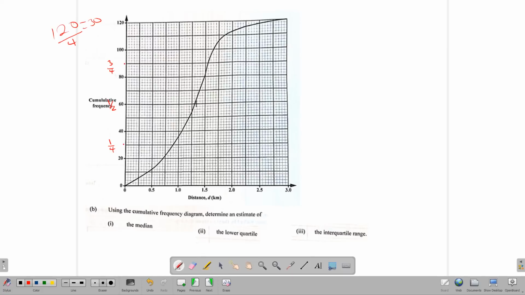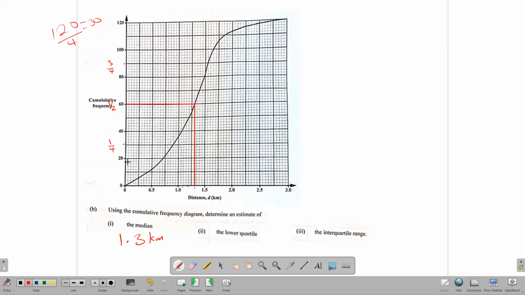The halfway point is a median. So let's find our median by going to 60 and going across, touch the curve, drop it down. And once you drop it down there, you realize that we're looking at 1, 1.1, 1.2, 1.3. So our median there is 1.3. That's our median.